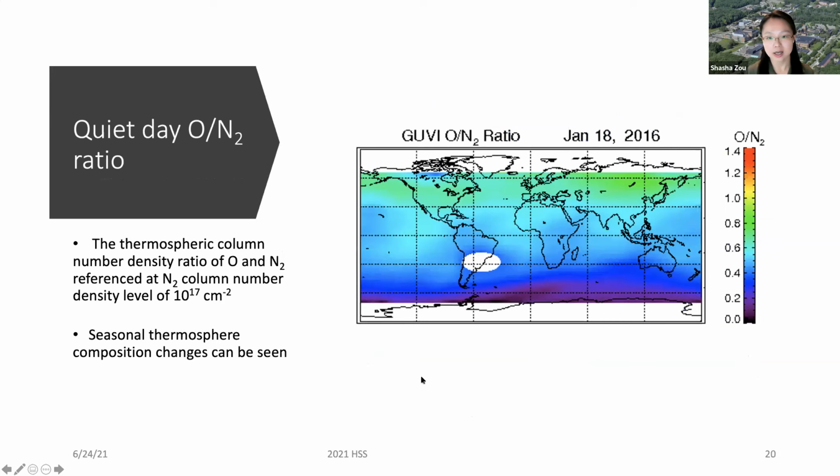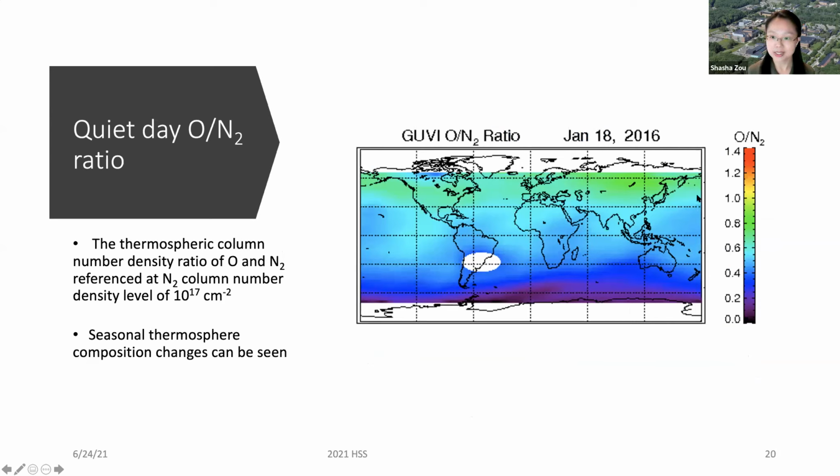This is the O/N2 ratio observation from the GUVI instrument on board the TIMED satellite. We only have the one satellite, and it's orbiting in a LEO orbit, so after a day it is able to cover all the longitudes. This is one example on January 18th, 2016. It was a magnetically very quiet day, okay?